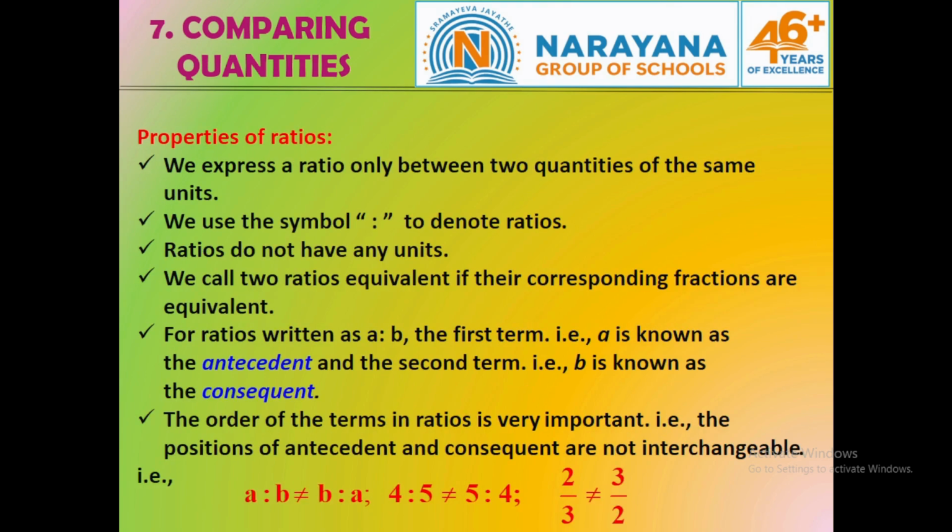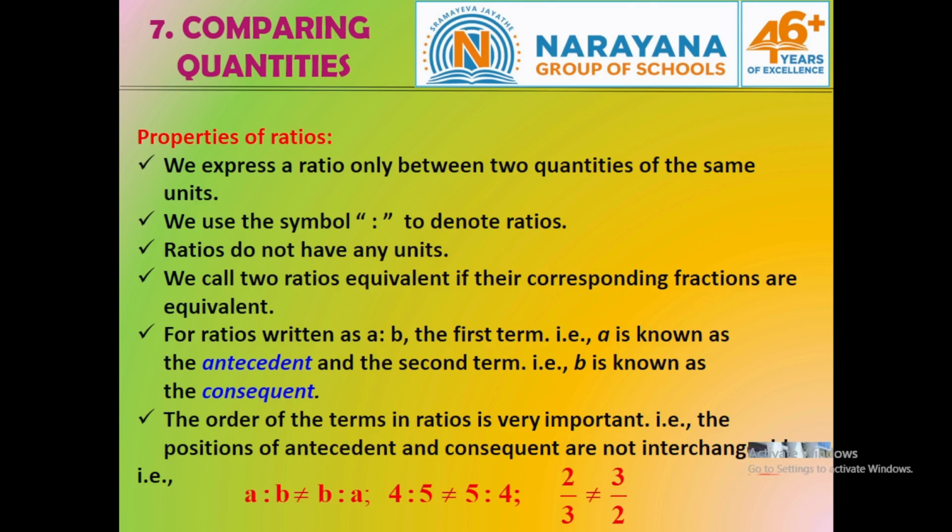So you should remember some properties of ratio. Let us go through the properties of ratios. We express a ratio only between two quantities of the same units, like if both are in kgs or both are in rupees or both are in meters. And we use the colon symbol to denote a ratio. Ratios do not have any units because while comparing both the values, the units get cancelled. That's why the ratio does not have any units.